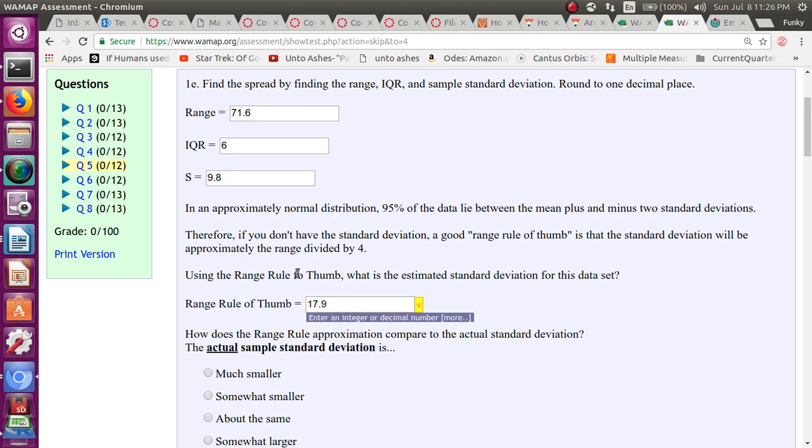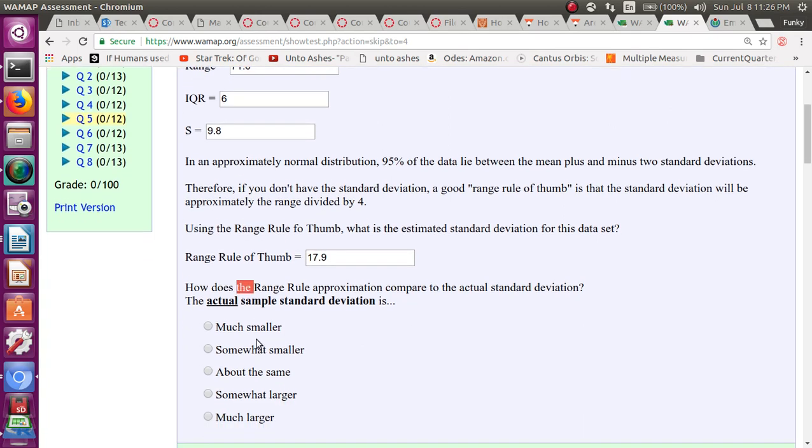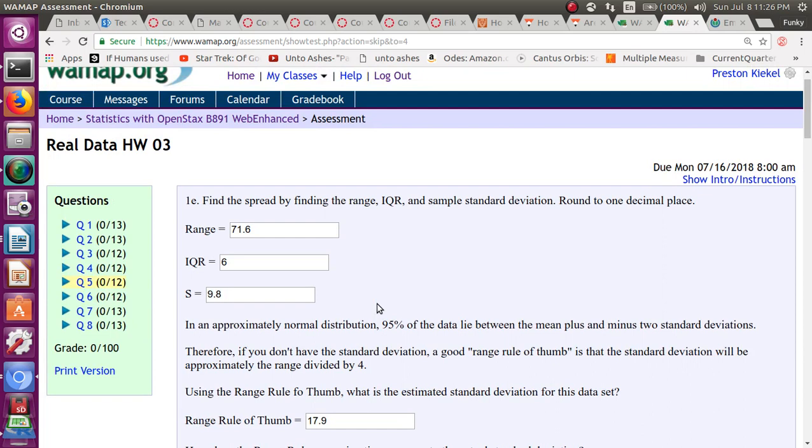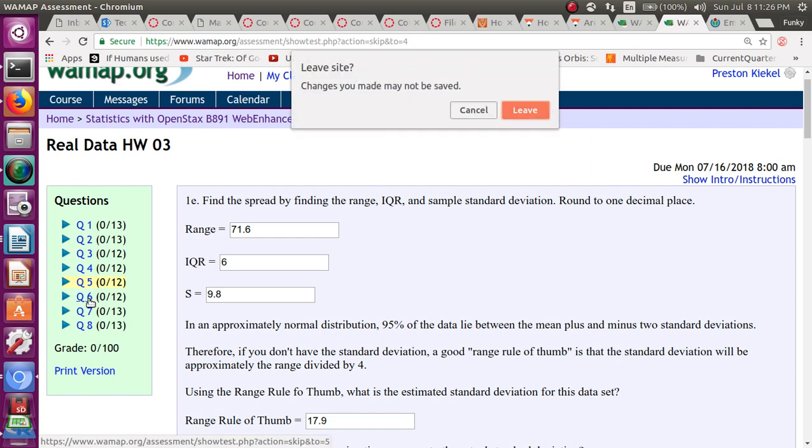Is that close to the actual sample standard deviation? Well, no. 9.8 is the actual sample standard deviation. I think that's pretty small. In fact, I think that's much smaller than the range rule of thumb. So now I click Submit if I wanted credit for it, which of course I do not. And that's the spread. So we've done shape by making 2 graphs and describing them, center by median and mean, and spread. Now we're going to talk about outliers, extremities.